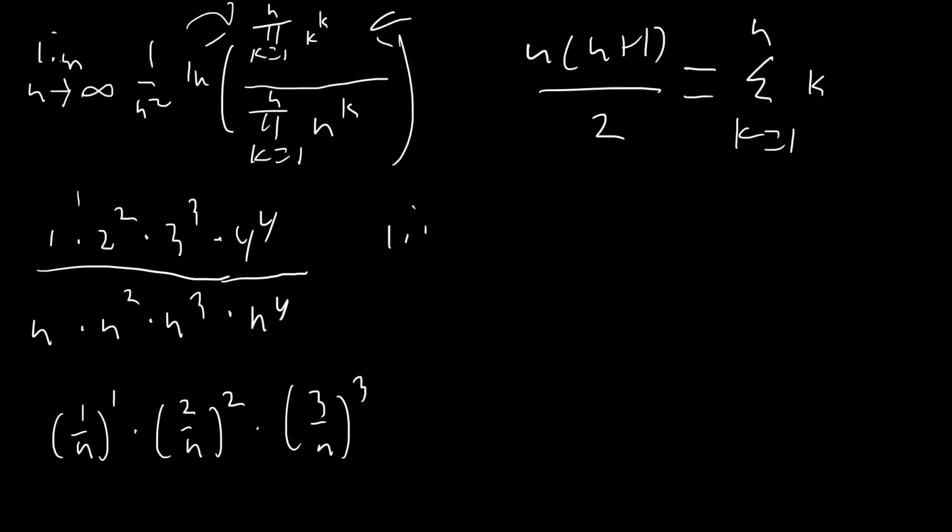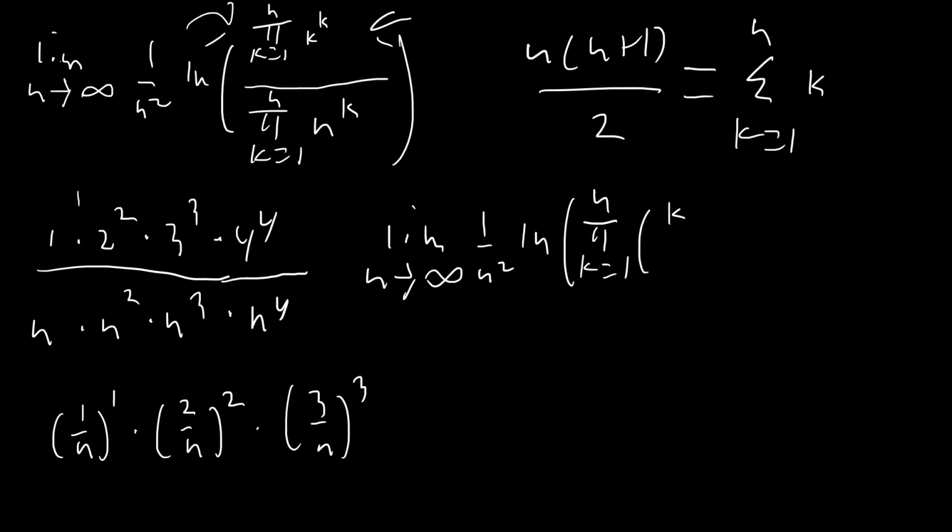So we can make our limit, the limit as n goes to infinity, of 1 over n squared, ln, of one product, and that one product is going to be the product from k equals 1 to n of k over n to the k. And if you also know the properties of products, if the products have the same index and the same bounds, and you're dividing them, you can just divide the terms of the product.